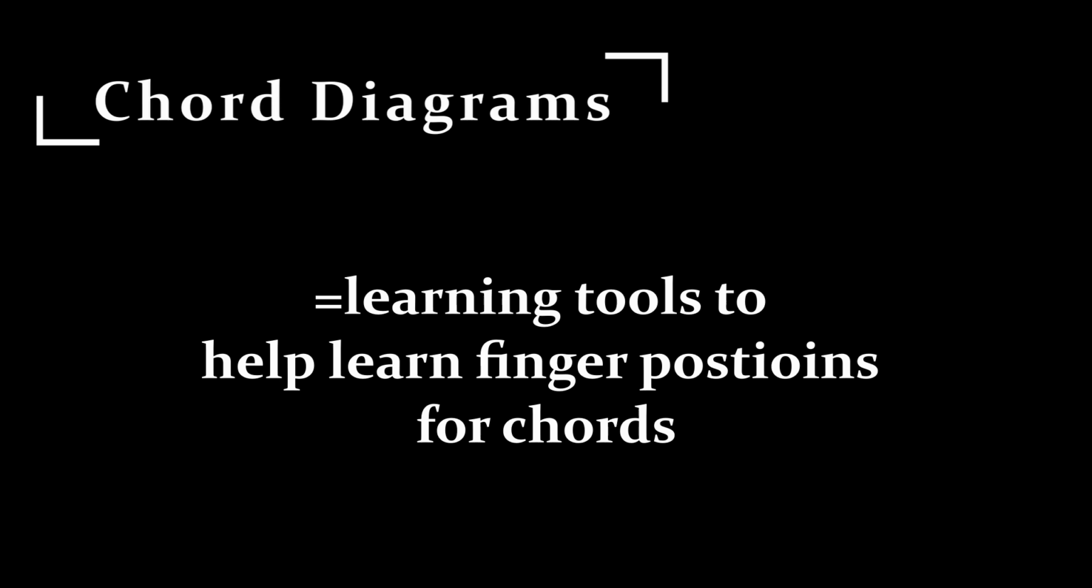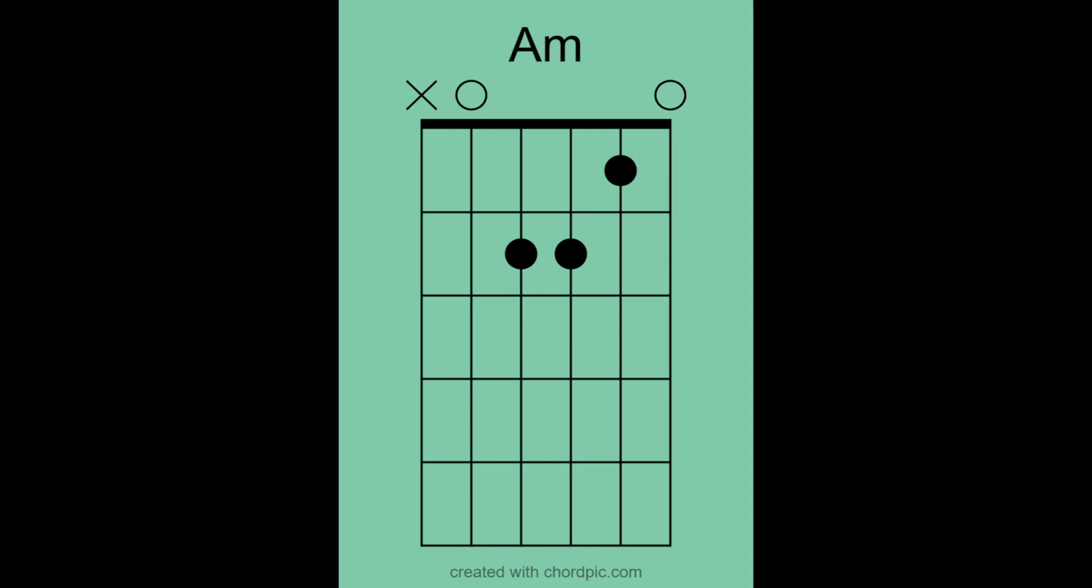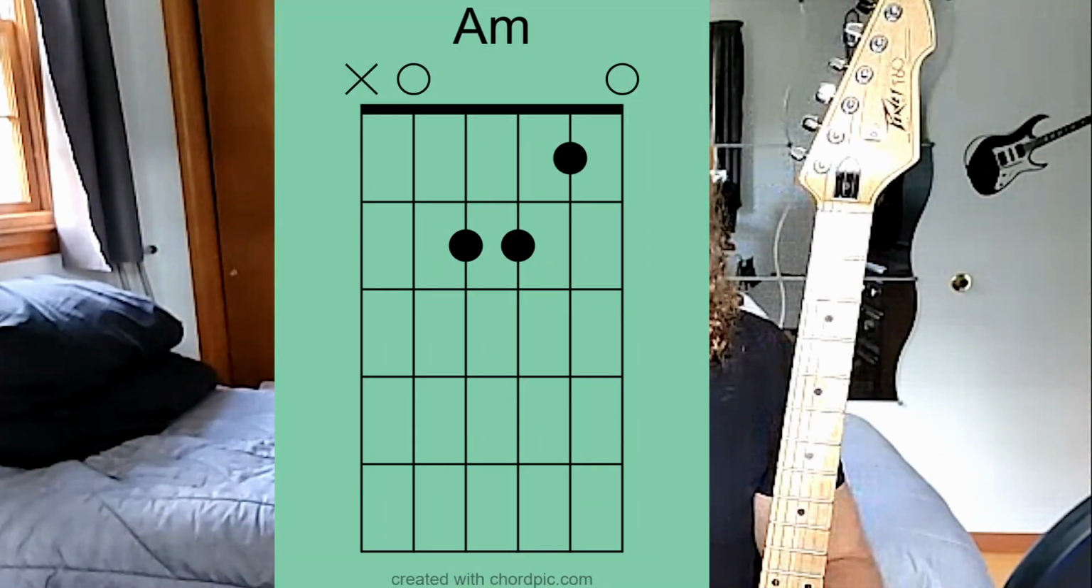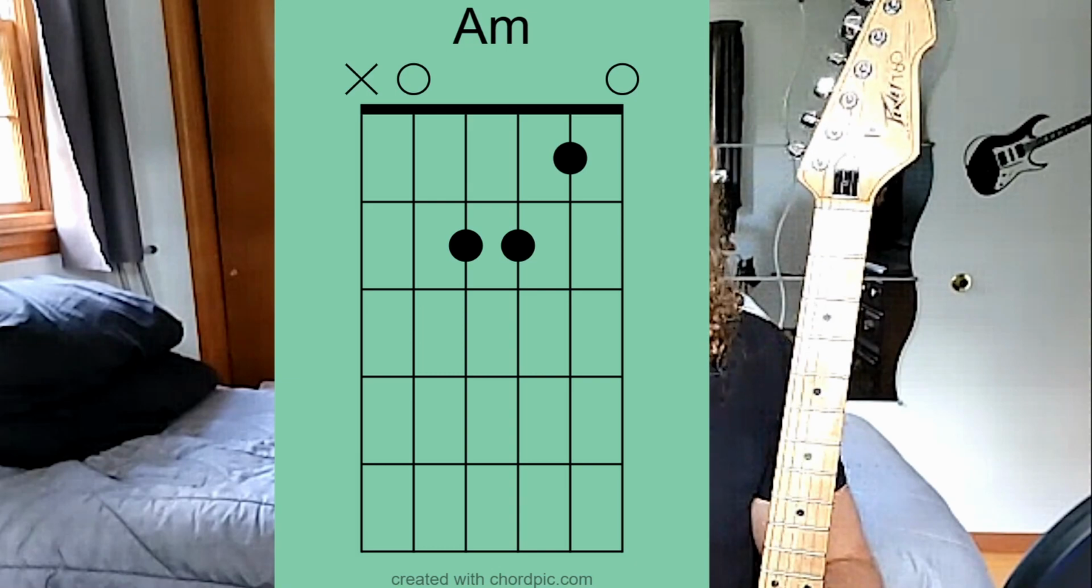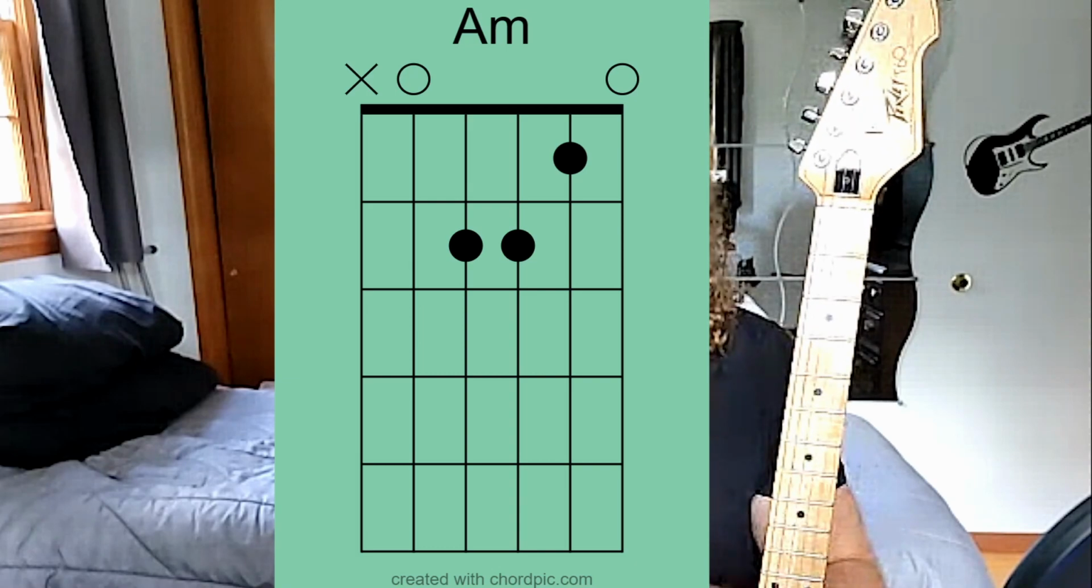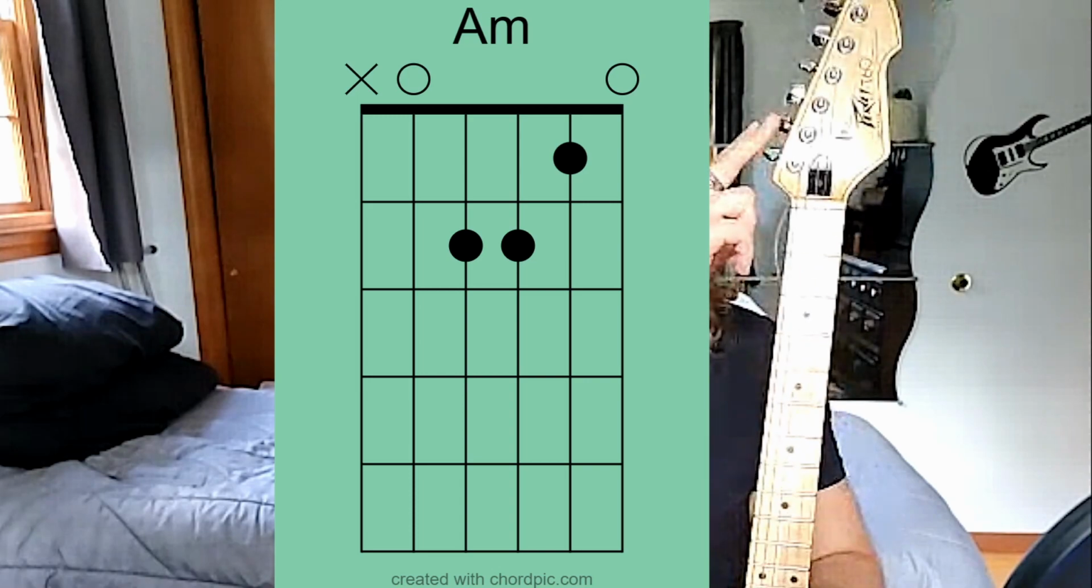And like with tabs, there are lines on chord diagrams that represent the guitar strings. However, the perspective is slightly different. When you're reading the chord diagrams, it's as if you took your guitar and held it in front of you so that the neck is vertical and the headstock is at the top.